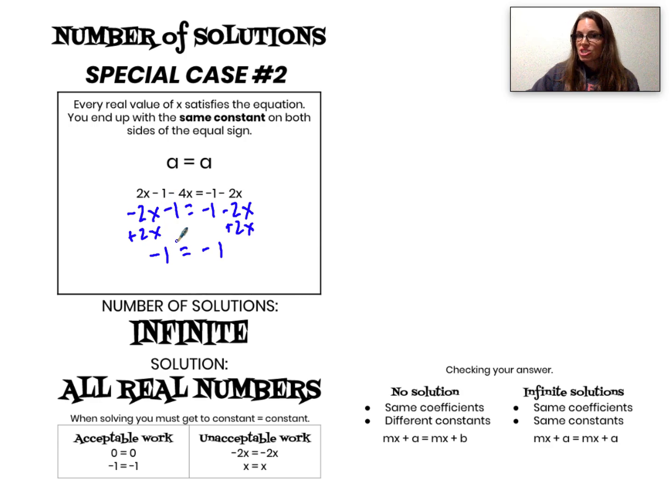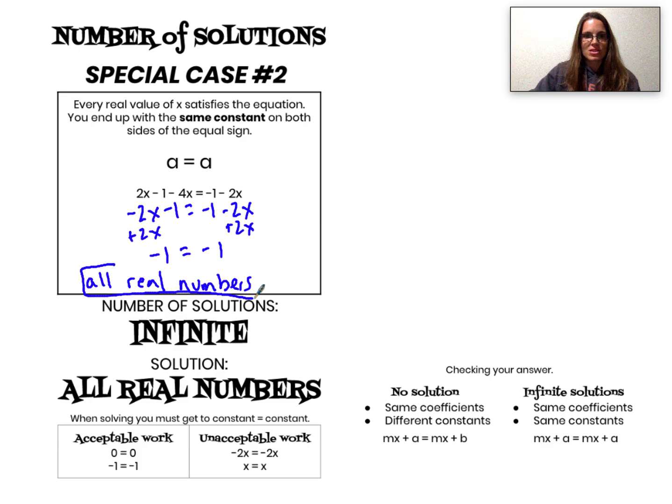So there's two different questions I could be asked. I could be asked, how many solutions are there to this equation? And if you're asked that question, ending up with the same constant on either side of the equal sign, the answer is there are an infinite number of solutions. However, the actual solution is all real numbers.